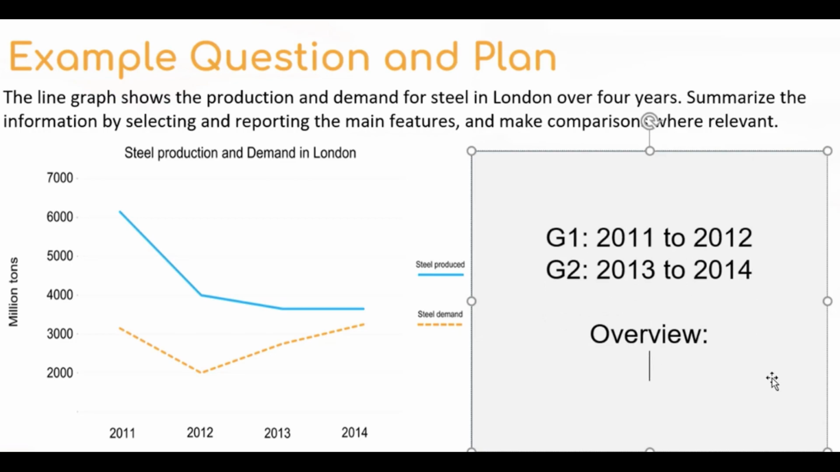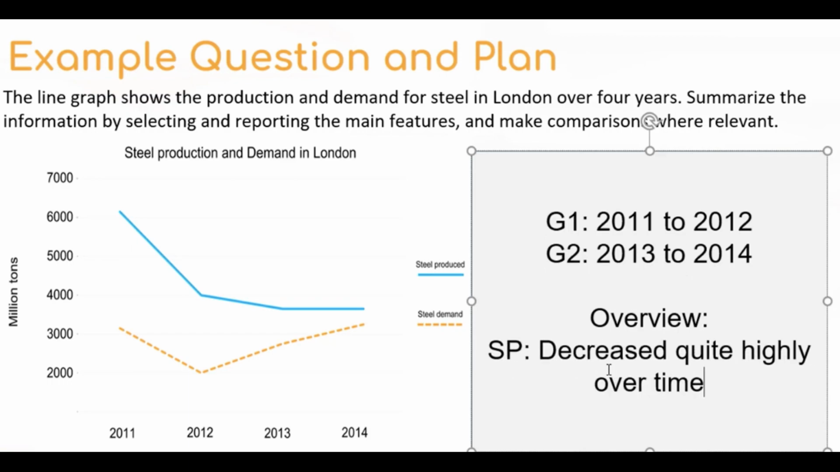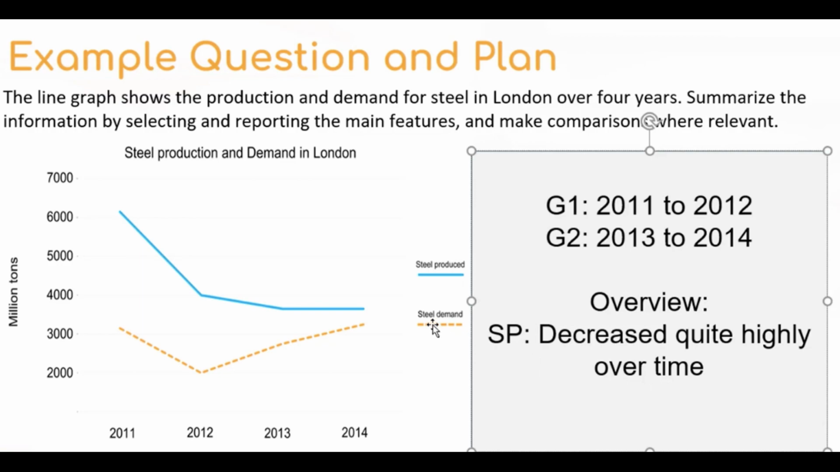So, how can I quickly summarize this data here without giving too many specific facts and figures? I think I'll go with SP, which you may know is steel produced. So, the overall picture for steel produced is decreased quite highly over time. And then we will have SD for steel demand. So generally speaking, dropped here. So we can say dropped although recovered well.